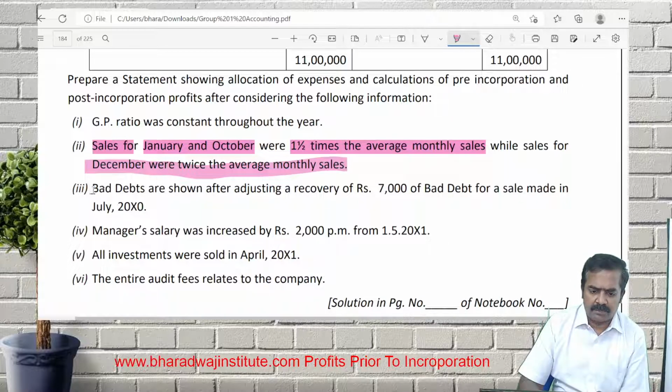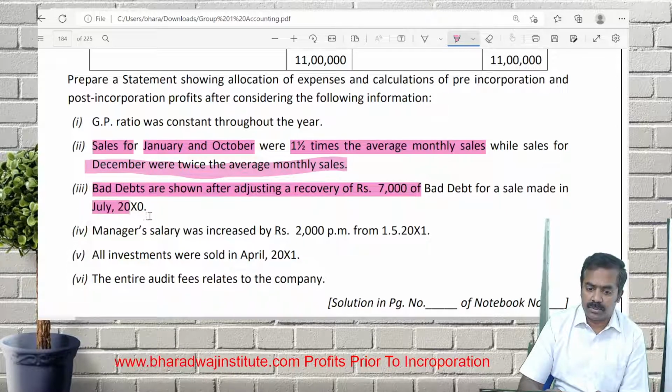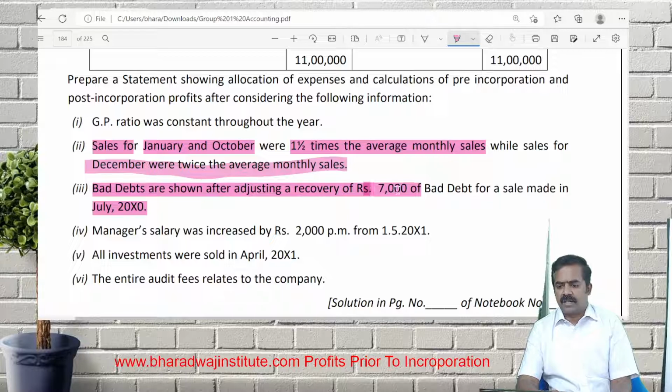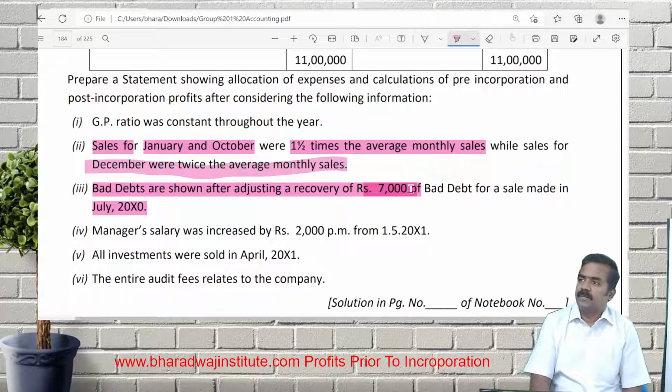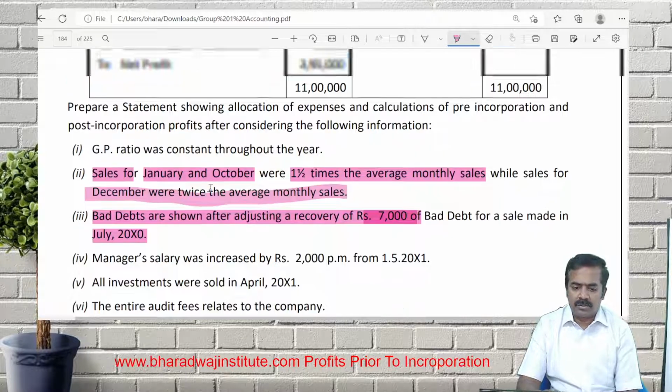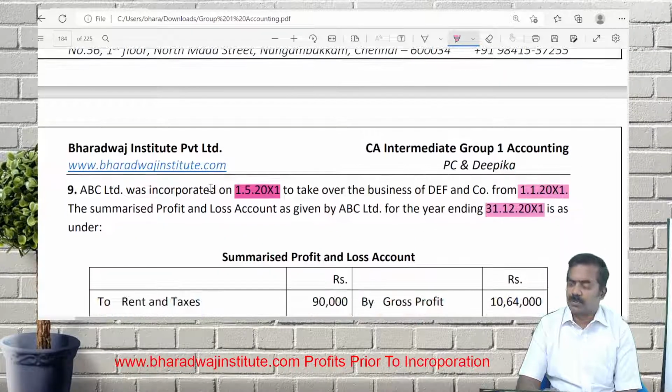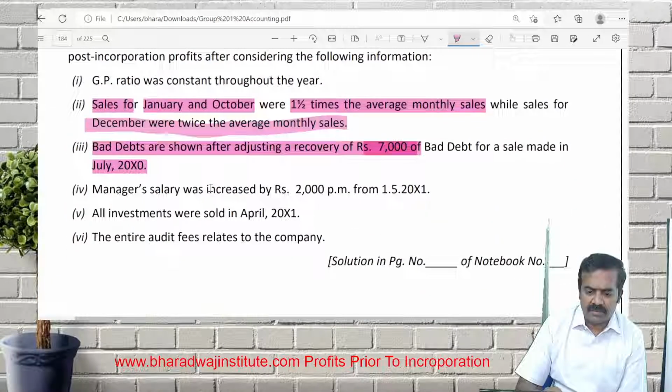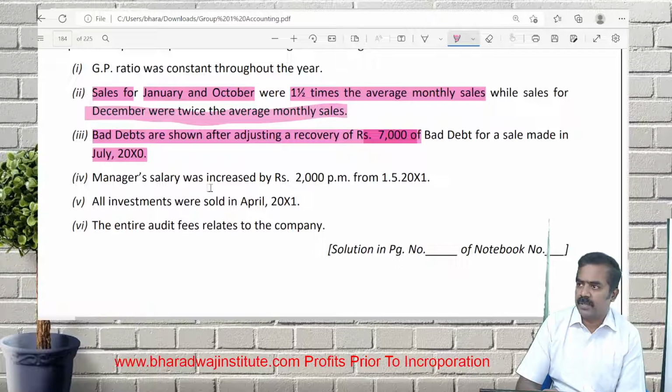Bad debt showed after adjusting recovery of bad debts. Sale made in July 2020. So which means this recovery of bad debts is related to which period? Pre or post? Pre-incorporation. Balance should be apportioned on sales ratio. Manager's salary, you have to do the working note and adjust.